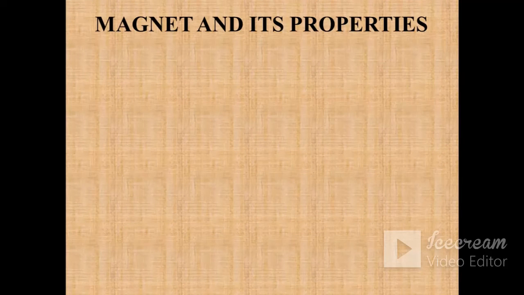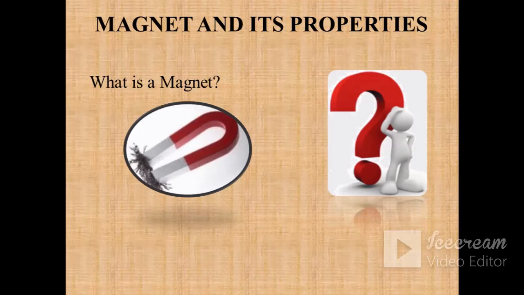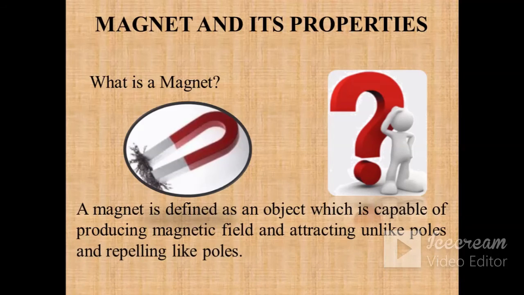Next is the magnet and its properties. Now a question comes, what is a magnet? You must have seen a magnet. A magnet is defined as an object which is capable of producing a magnetic field and attracting unlike poles and repelling like poles. First of all, what is a magnetic field? A magnetic field is actually the region around the magnet in which the magnetic effect can be felt.